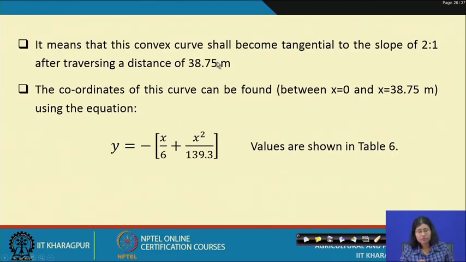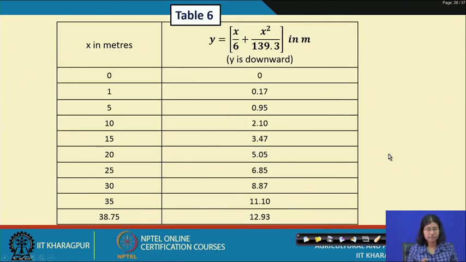It means that the convex curve shall become tangential to the slope of 2:1 after traversing a distance of 38.75 meter. The coordinates of this curve can be found out from x equal to 0 to x equal to 38.75 meter using this equation, and the values are shown in table 6. So, at x equal to 0 meter, what is the corresponding value of y. So, y will be in downward shape.